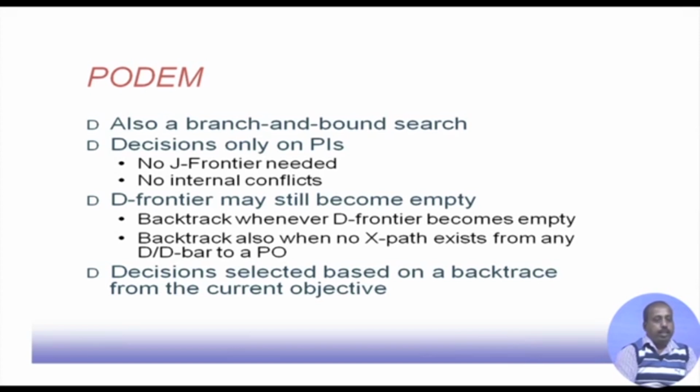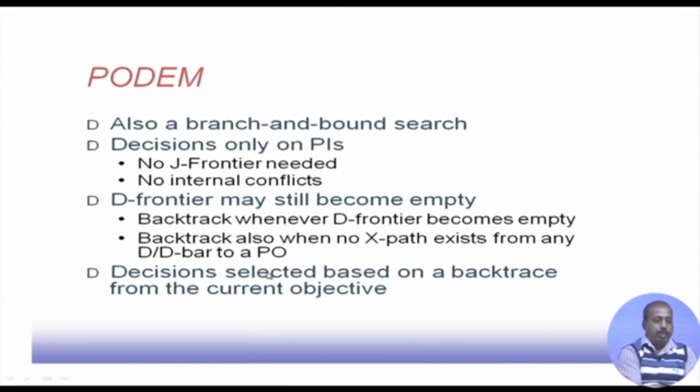Next, we will look into another algorithm which is also a branch and bound technique, which is known as the PODEM algorithm. Here the decisions are only on the primary inputs. So, we do not need to consider any J frontier, only primary inputs are to be considered, and there cannot be any internal conflicts. That way the conflict will occur only at primary input. So, there is no point trying to have a J frontier separately. We can directly remember the primary input that needs to be justified for a particular case.